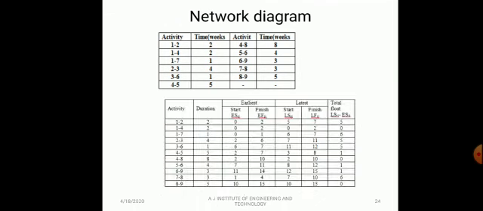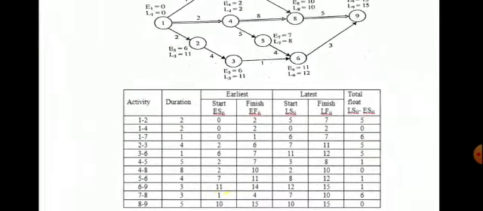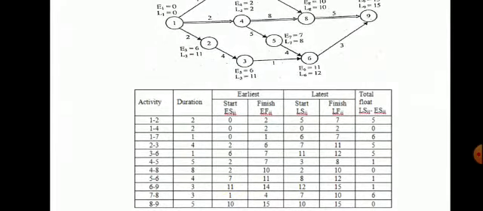For that you make a table. Here activities are there, durations are there. Start event for 1 to 2 is 0, finishing event is 2, duration is 2. Earliest start is 0, earliest finishing time is 2. Here also 0, 2, starting from 1, 0, 1.